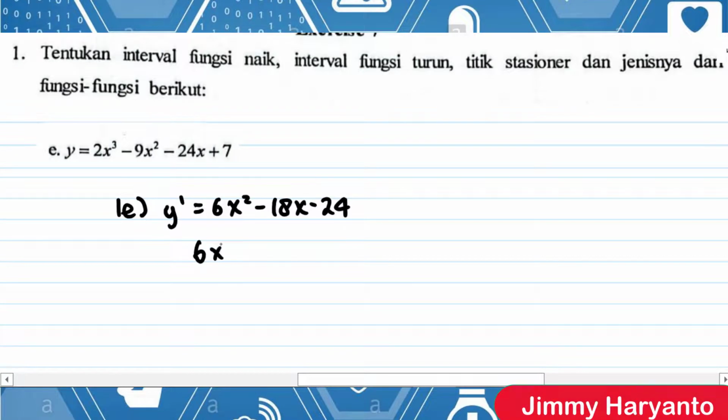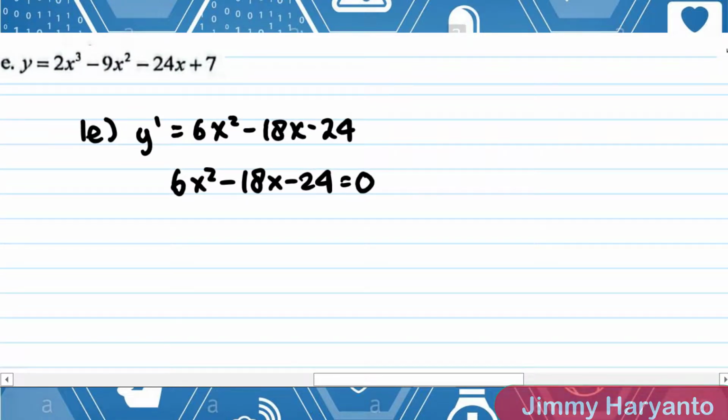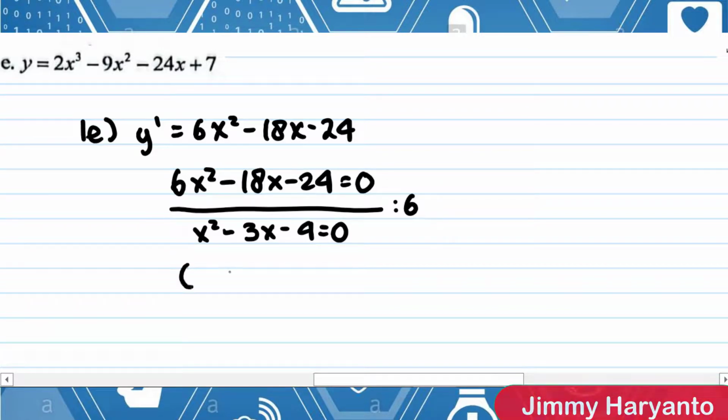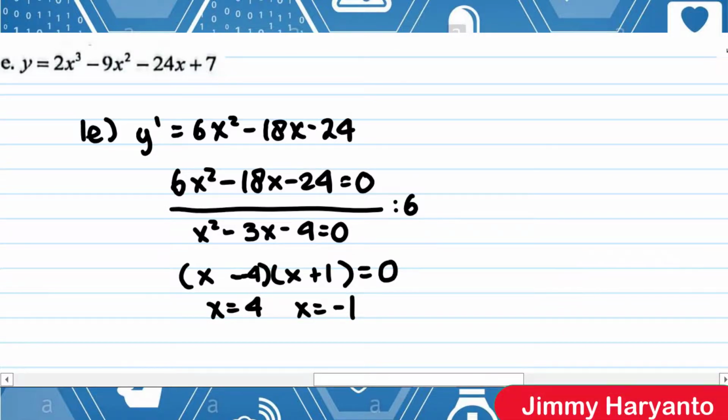So x squared minus 8x minus 24 equals to 0. Yeah, and this step also in my explanation before. You can find this in my video also. Divided by 6, so x squared minus 3x minus 4 equals to 0. So from this one you will get the value of x, negative 4 and then plus 1. So you will have x equals to 4 and x equals to negative 1.